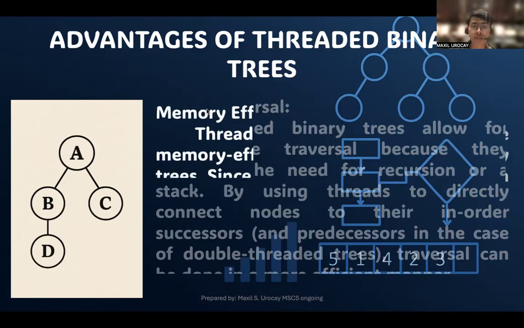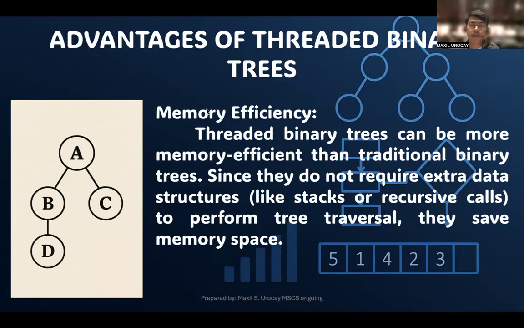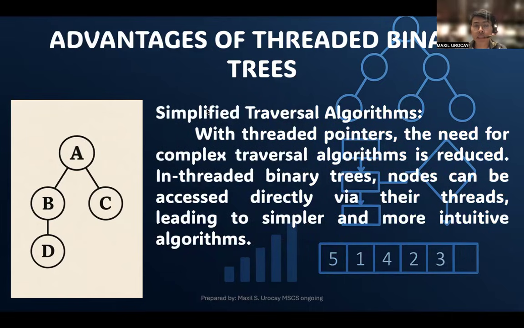And then afterwards, memory efficiency. They can be more memory efficient than traditional binary trees since they do not require extra data structures like stacks or recursive calls to perform tree traversal. They save memory space. And it also simplifies traversal algorithms with threaded pointers. The need for complex algorithms is reduced. In threaded binary trees, nodes can be accessed directly via their threads, leading to simpler and more intuitive algorithms.